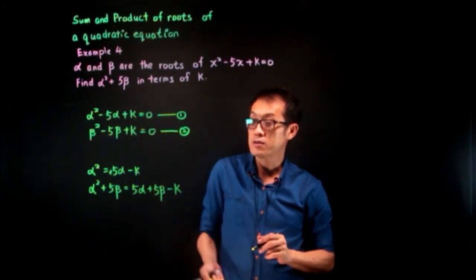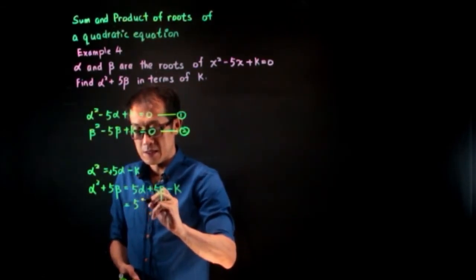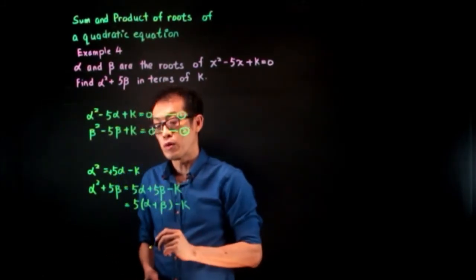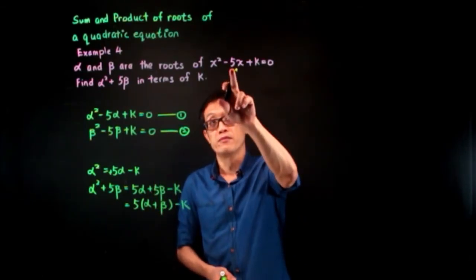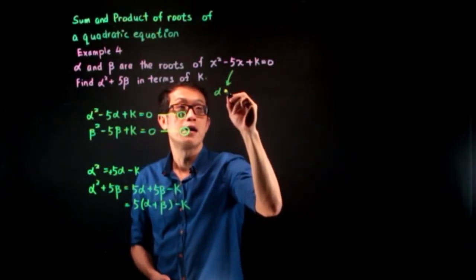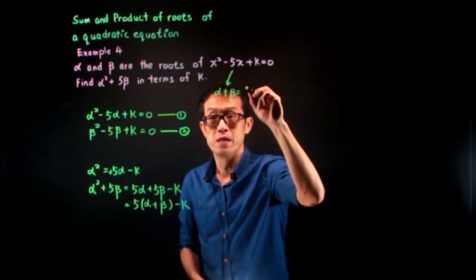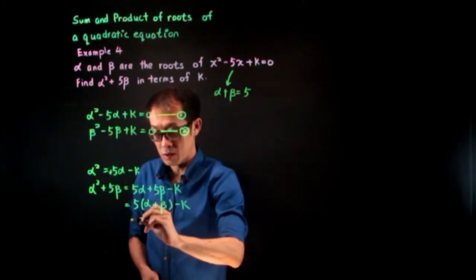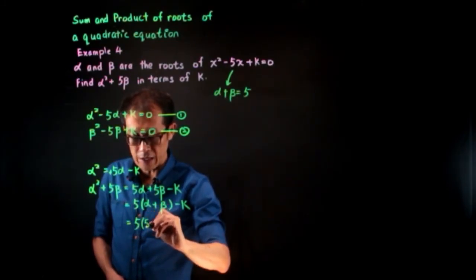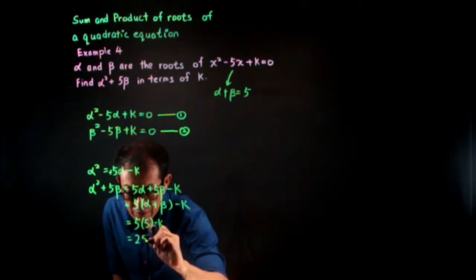Now what do you realize over here? This one is actually the sum of roots, alpha plus beta. But what is the value of the sum of roots? Now from here, alpha plus beta, this is the negative sum of roots, so this will be 5. So you substitute 5 inside here, so this will be 5 into 5 minus k, and that will give you 25 minus k.